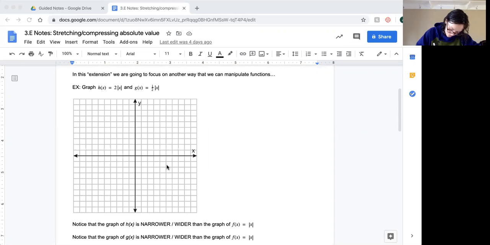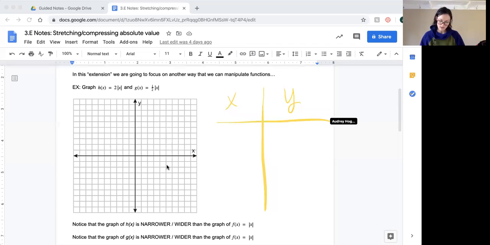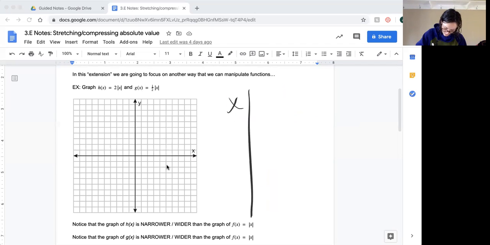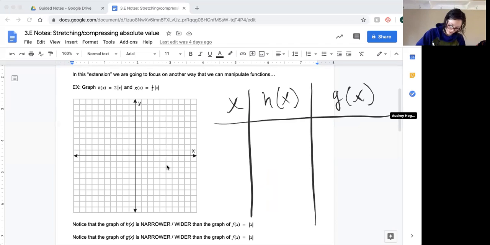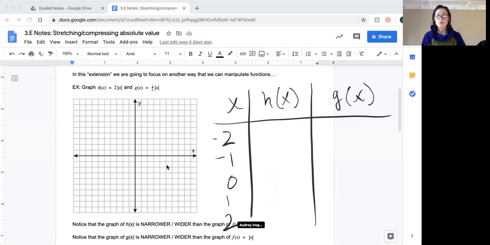So we're going to start by drawing a table, x, h of x, and g of x, so that we can distinguish between our two functions. So for some x values, I'm going to choose -2, -1, 0, 1, and 2. And then I want you guys to go ahead and figure out your h of x and g of x values and graph those two functions, h of x and g of x.